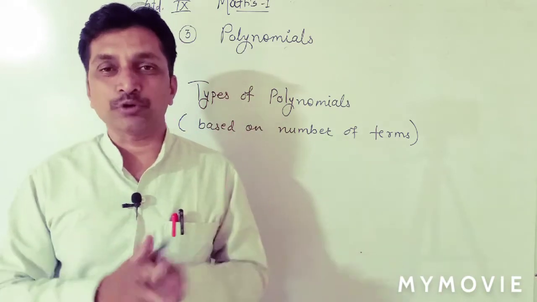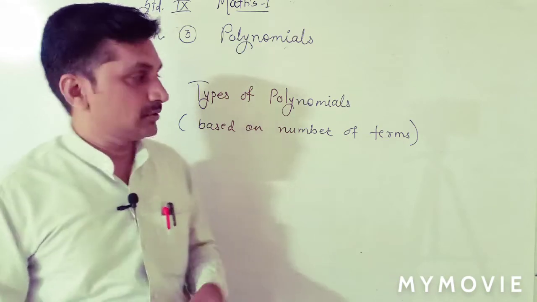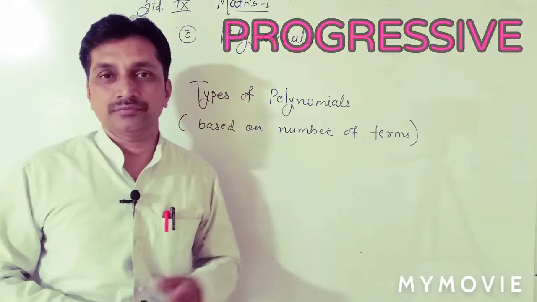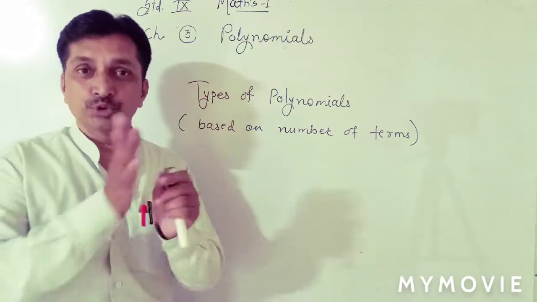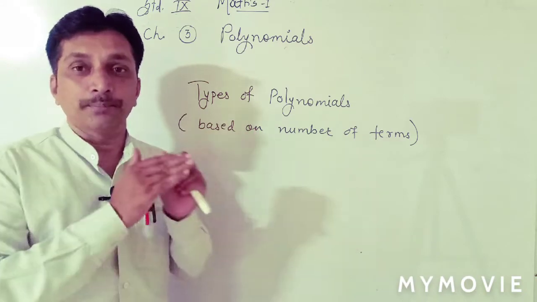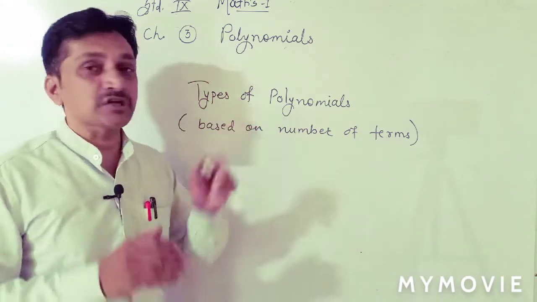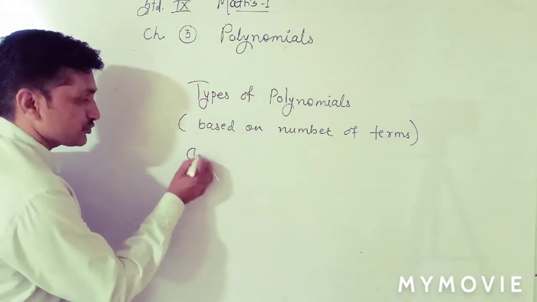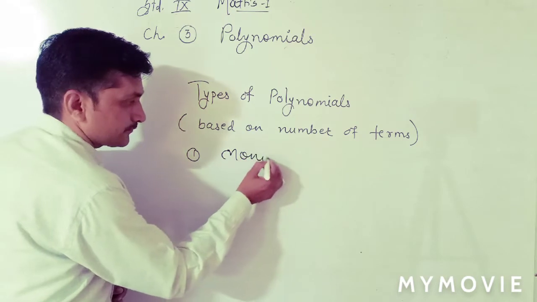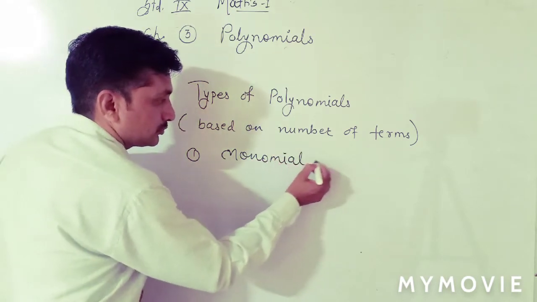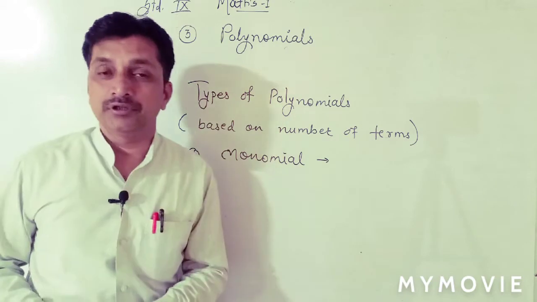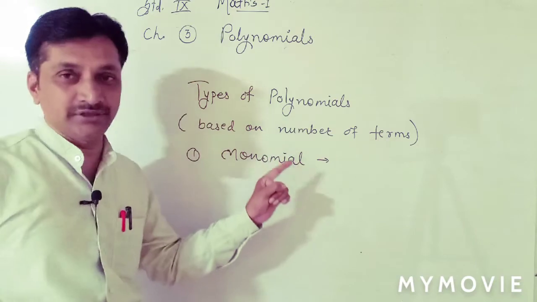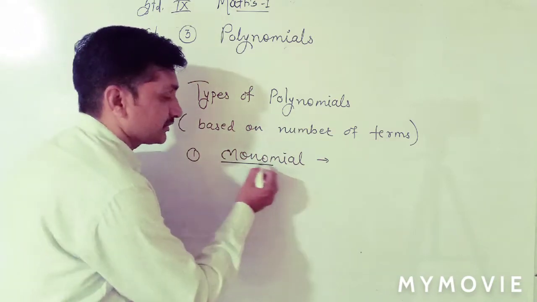Now there are some types of polynomials. Types of polynomials based on number of terms, meaning 1 term, 2 terms, 3 terms, 4 terms, 5 terms. There are 3 types. First, monomial. If there is only one term in the polynomial, then that is called monomial.